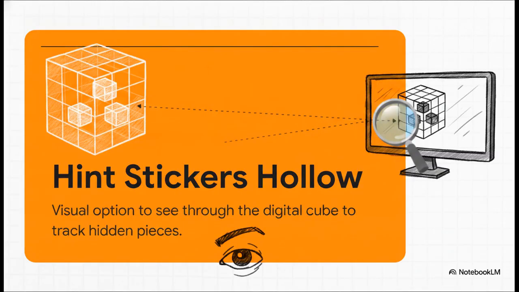Then we run into this very specific piece of technical jargon in the options. Hint, stickers, hollow. Let's demystify that for a second. When you're practicing on a flat computer monitor, you obviously can't just physically peek behind the digital cube. So this clever visual interface allows users to literally see through the 3D model to track hidden pieces resting on the back layers. It is an absolutely crucial workaround for visualizing a 3D puzzle on a 2D screen.